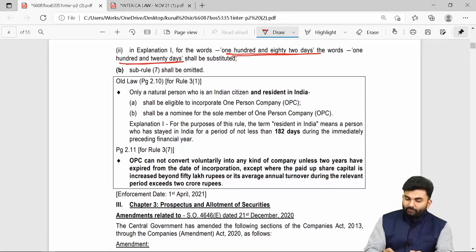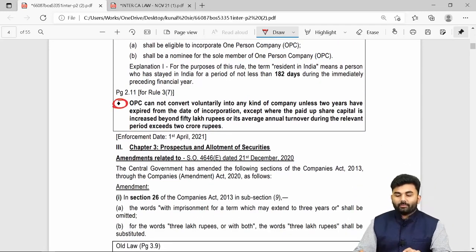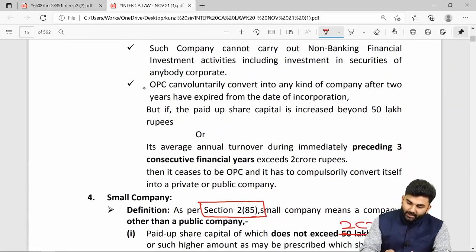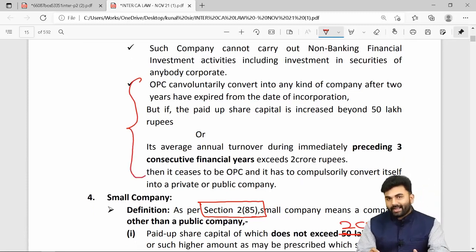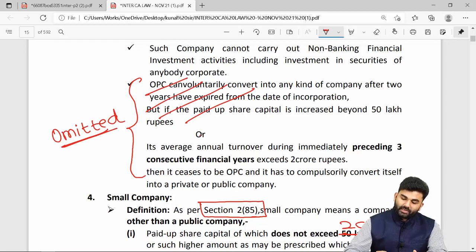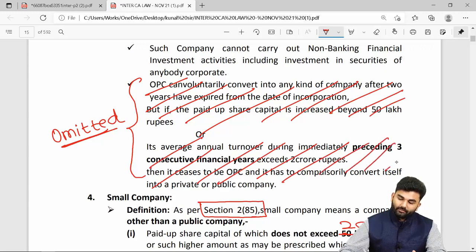Okay. And one more amendment is there. This says that sub-rule number 7 shall be omitted. And what is sub-rule number 7? It is about conversion of a one-person company, which means this entire paragraph on page number 10 has to be now omitted. So this last point in your JKSS textbook towards one-person company should now be omitted.